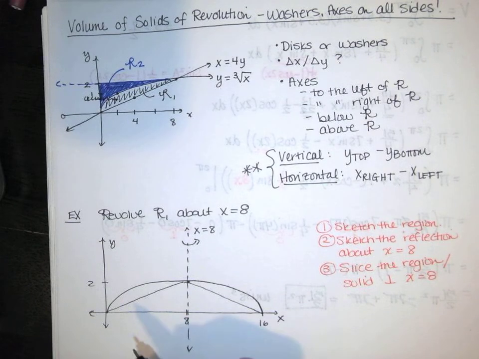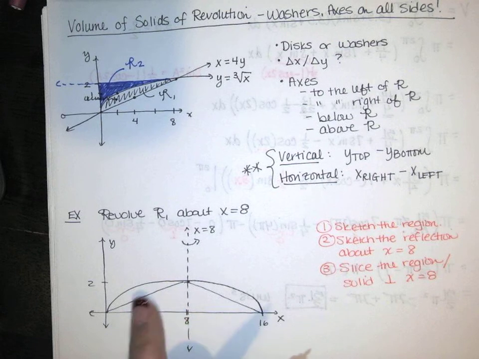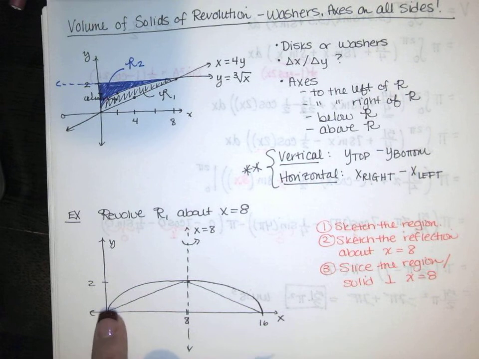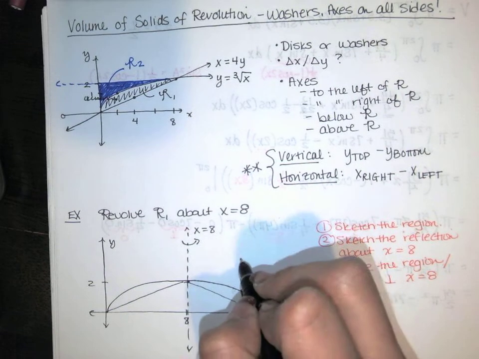So if I slice, well, let's think about what this looks like. If I took this and I rotated it all the way around, what would we see? Well, I think we would just see like a bowl. Wouldn't we see sort of a weird bowl shape? Wouldn't it look kind of like this?